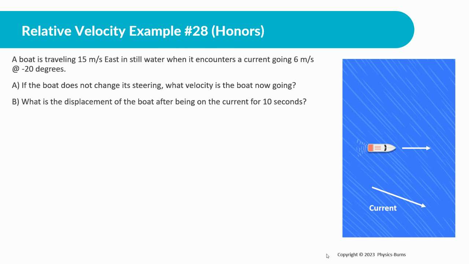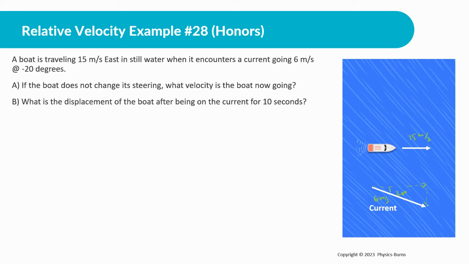All right, so let's look at this. A boat is traveling 15 meters per second east in still water. It encounters current going 6 meters per second at negative 20 degrees. Let me try to change colors and figure this out. So this current is going 6 meters per second. And we have this negative 20 degrees, so it's like that. This boat is going 15 meters per second and encounters this current.